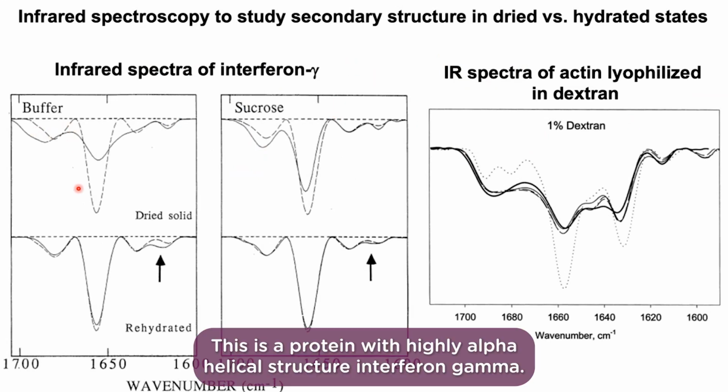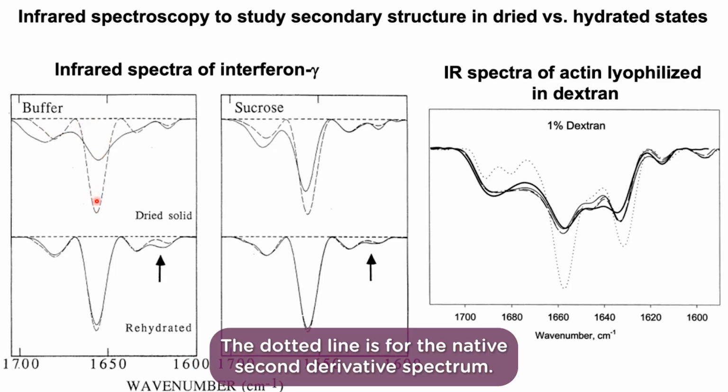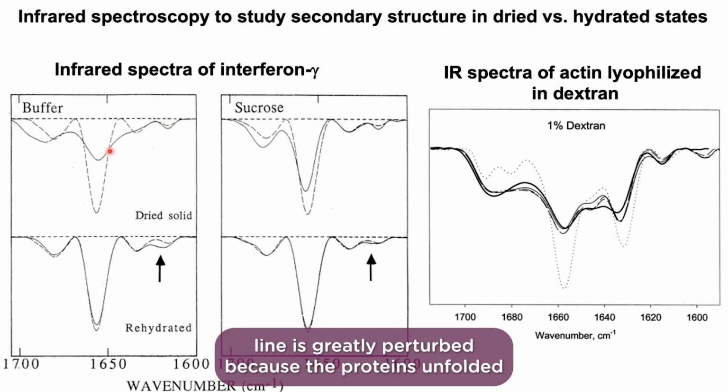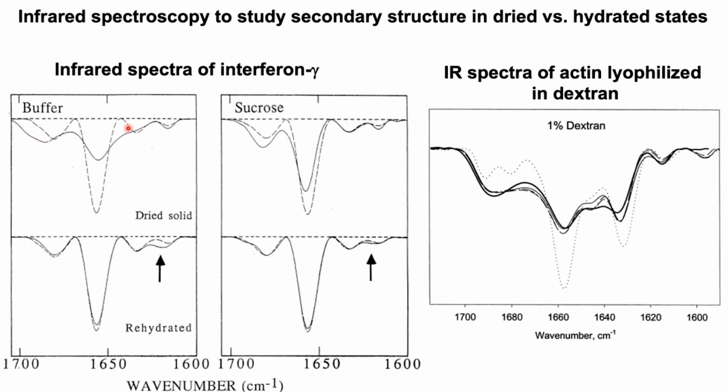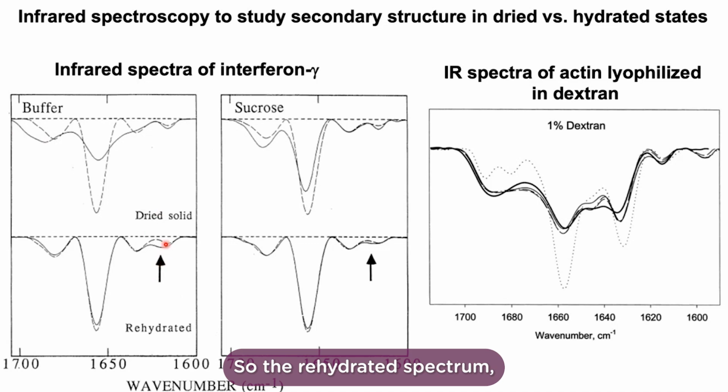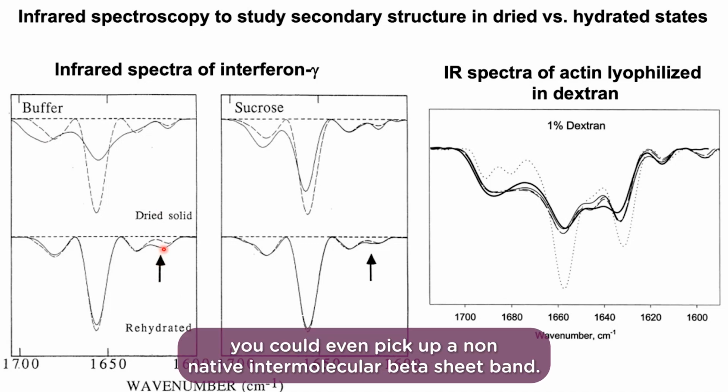This is a protein with highly alpha helical structure, interferon gamma. The dotted line is for the native second derivative spectrum. The dried protein spectrum shown in a solid line is greatly perturbed because the protein's unfolded. When you rehydrate it, about 20% of it aggregates. So in the rehydrated spectrum, you could even pick up a non-native intermolecular beta sheet band.